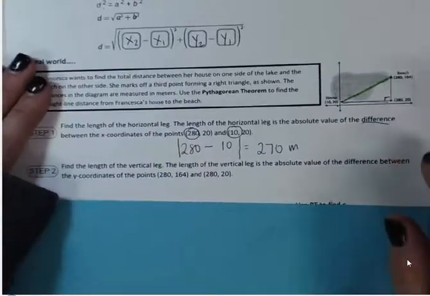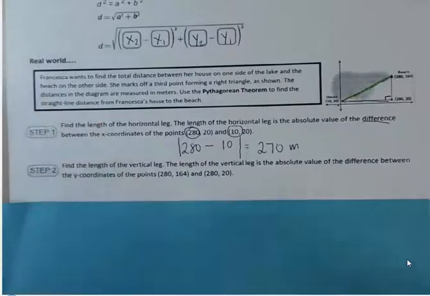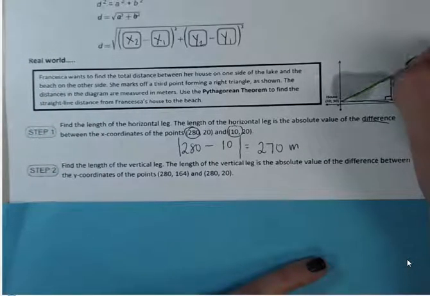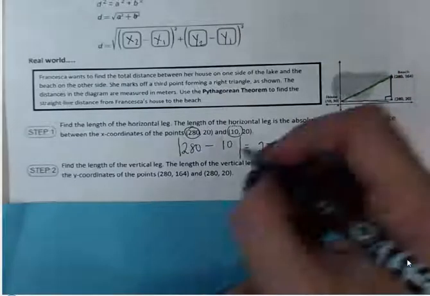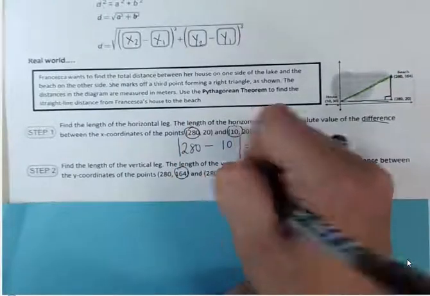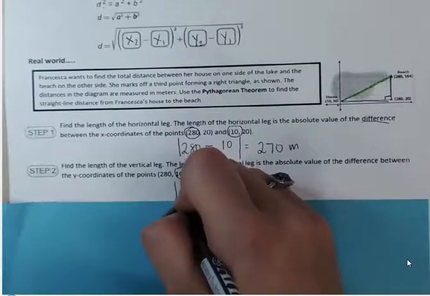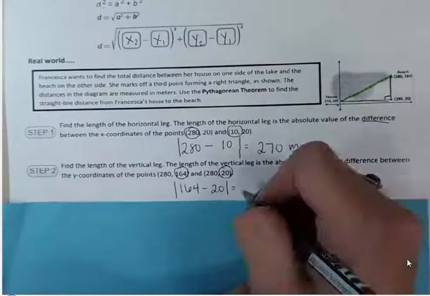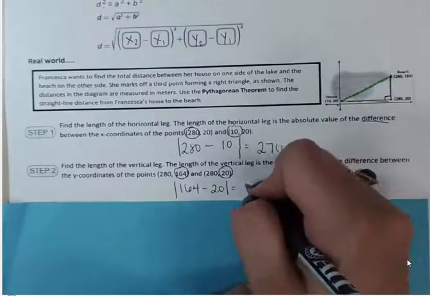Find the length of the vertical leg. The vertical leg is the absolute value of the difference between the y coordinates, because y is y to the sky. So I'm going to circle my y coordinates now. 164 minus 20 is 144.